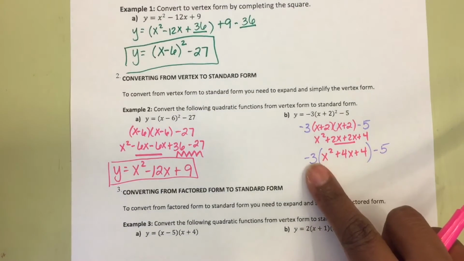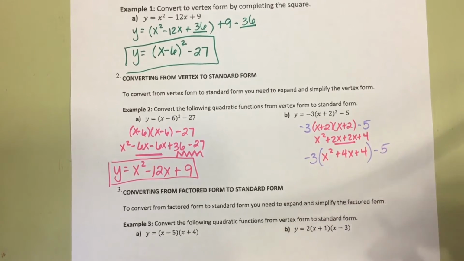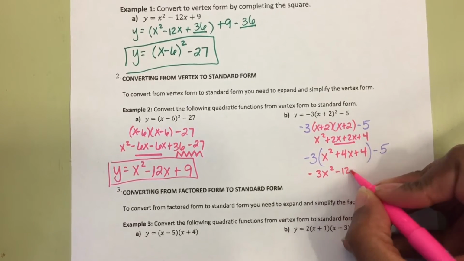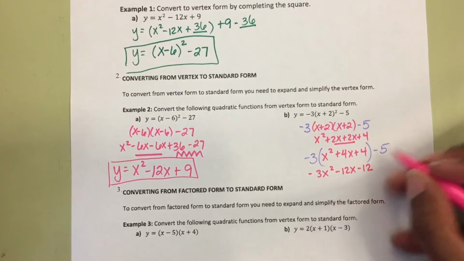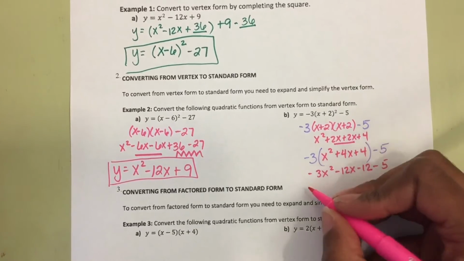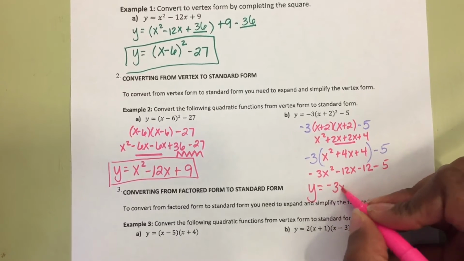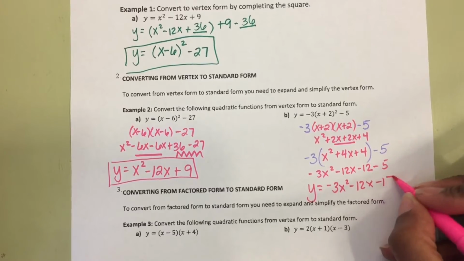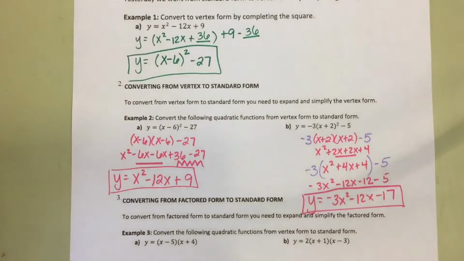Okay, and then if there's something connected to the parentheses, we know to distribute, and then we'll combine like terms. So negative 3x squared minus 12x minus 12. Once you've multiplied it, you can take off the parentheses, then minus 5, and then we combine like terms. So y equals negative 3x squared minus 12x, and then minus 17. And that's putting it from vertex to standard.